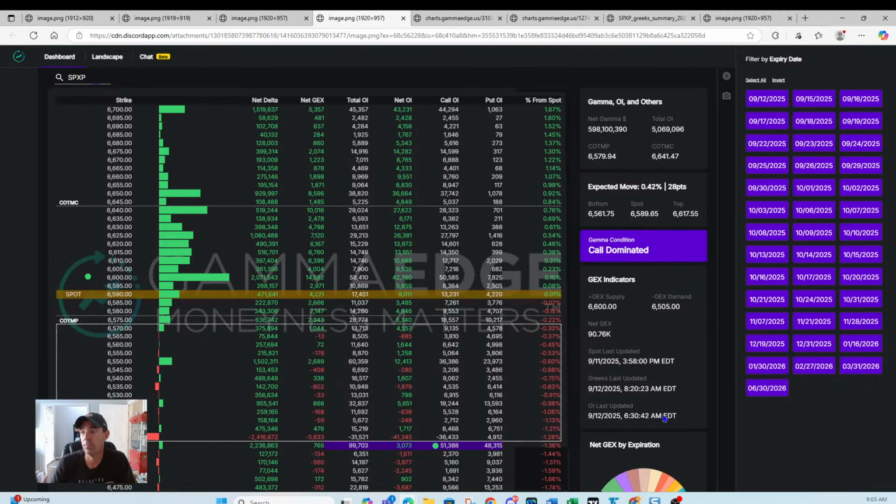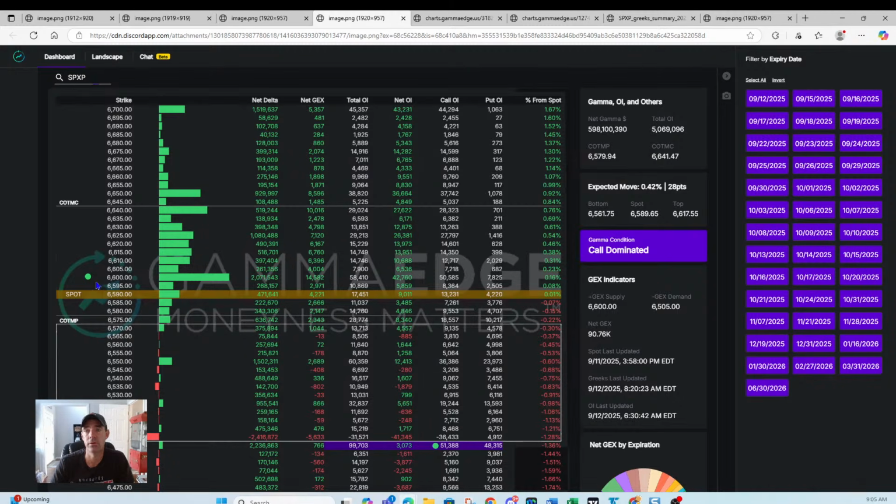Again, call dominated above and below spot price. We do have about 29 or 30% of the GEX rolling off today for this expiry. So again, where that gets deployed will be important for the overall monthly OPEX and then into the Q4 timeframe.